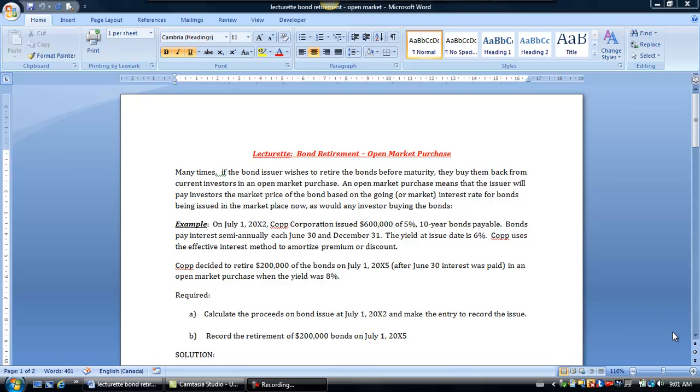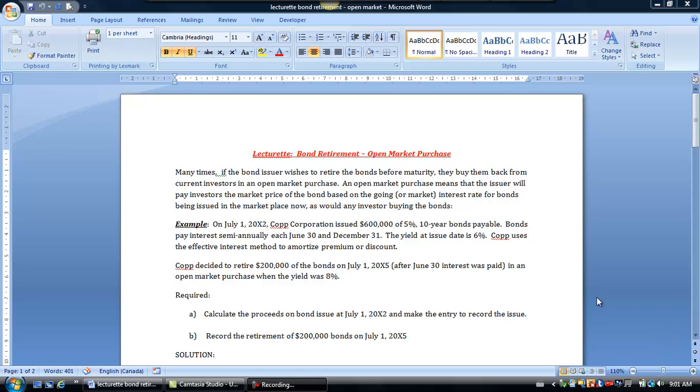So what makes this a little bit different is that when we retire bonds, we're basically going back to our existing investors and we're prepared to pay them the going market rate for those bonds, just as if we had issued them today at the date of retirement. So not all bonds are bought back at the market rate, but in this case they are.